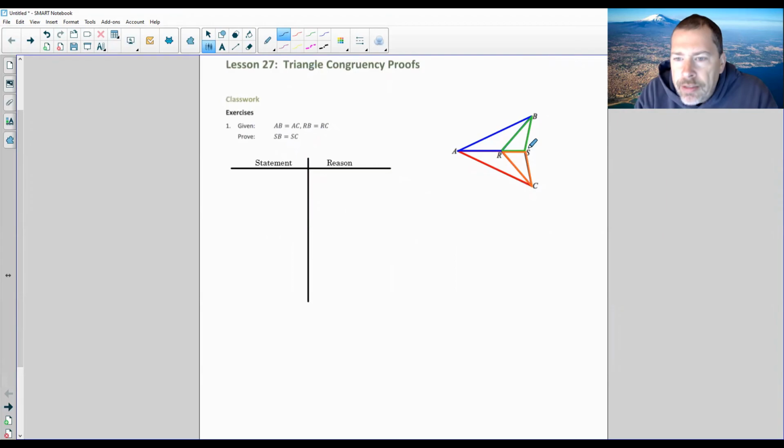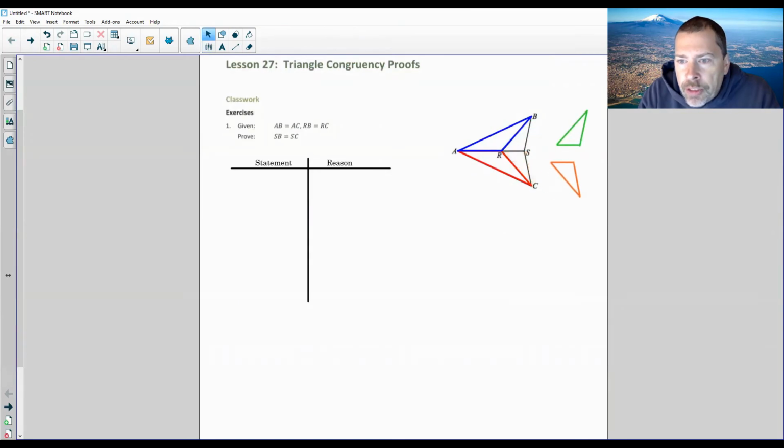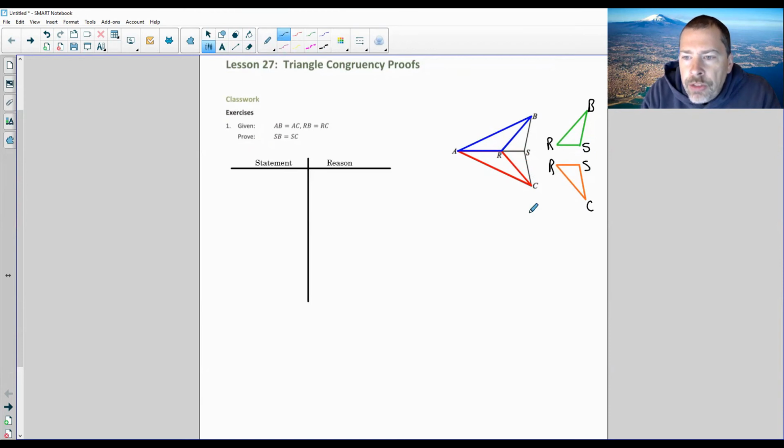SB equals SC. So I look at this and I see SB right here, and I see SC right here. Well, that is in this big triangle right here, but it's also in the little triangle. So rather than exploding the big triangle, I exploded the little one. So let me move those out like so, and I will label them. And this was B, and this is S, and this is R, and this is R, and this is S, and this is C. So when I do that, it's more clear that RS is equal to itself because of the reflexive property and things like that I look at while I'm doing this.